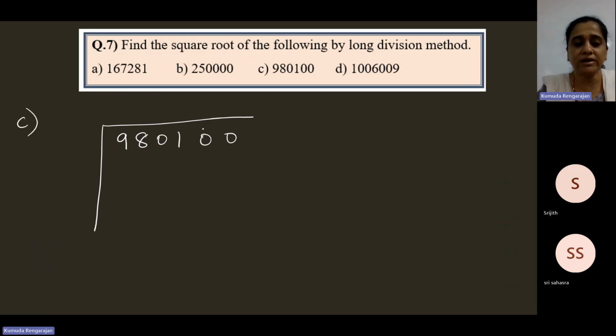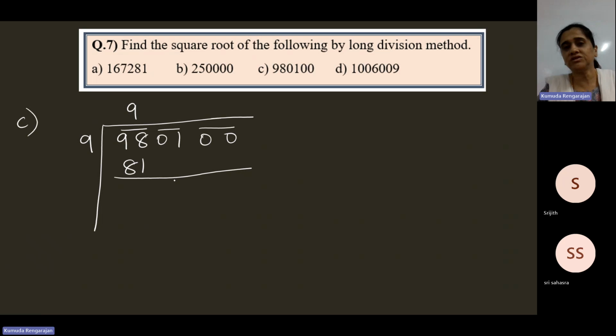Pair the digits from behind: 0, 0, 0, 1, 9, 8. So 9 into 9 is 81. Srijit, please participate. 9 into 9, 81. What's the remainder? 17 is the remainder. Next. Bring the next pair down.